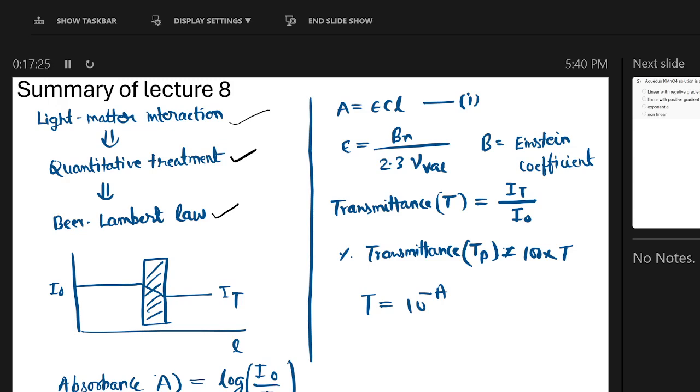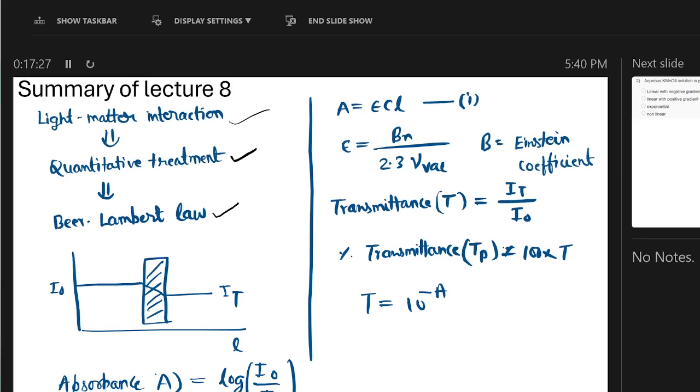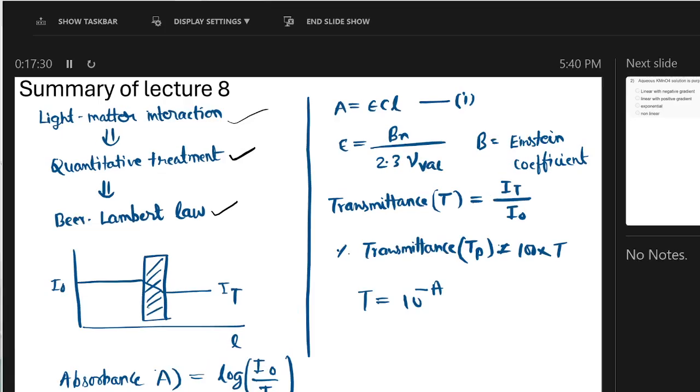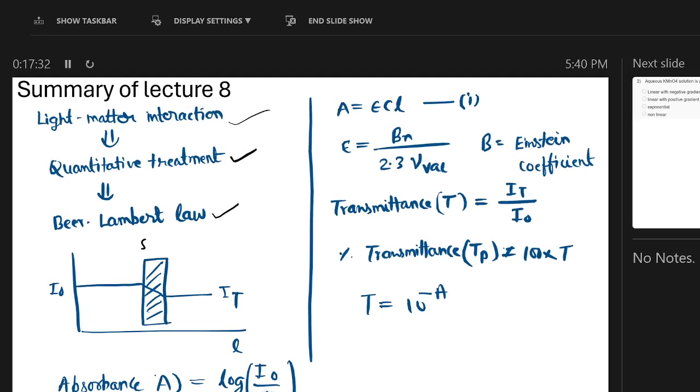Let's say you have your sample here, of length L, and we are passing some light with intensity I naught. So it will be constant before entering that sample. Once it enters the sample, the intensity will decrease, and it is the intensity of light transmitted through the sample.